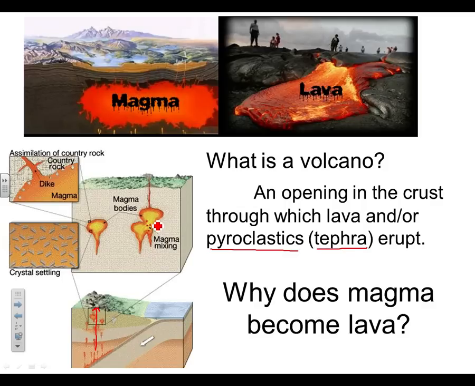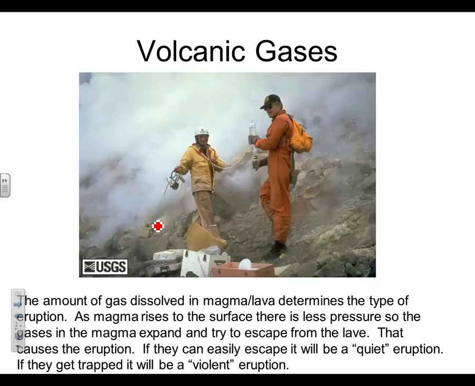Now we're going to start talking about this magma and lava specifically, and we're talking about the gases in them. As you probably know, there's lots of gases in lava. If you've ever seen a volcano, you see lots of gas coming out. Well, what is most of that gas? Most of the gas that comes out is just simply water vapor, H2O. It's steam. So you look at these guys here and you think, oh my god, they're on the volcano, there's tons of gas around, they're going to die. No, probably not. Most of the gas is actually just water vapor.